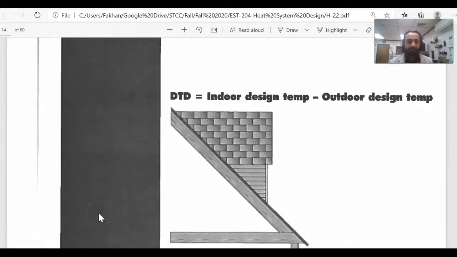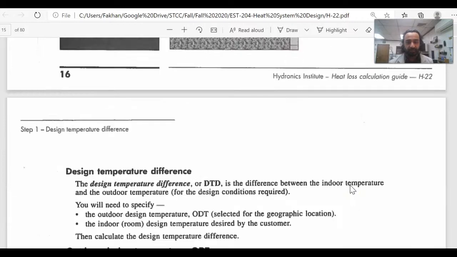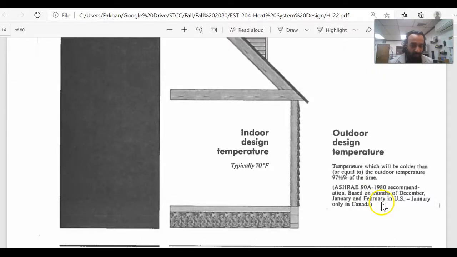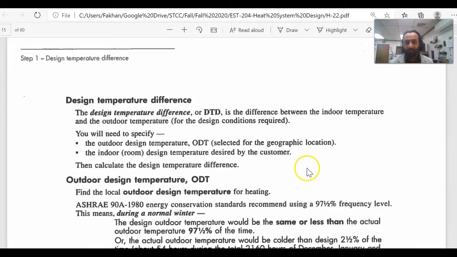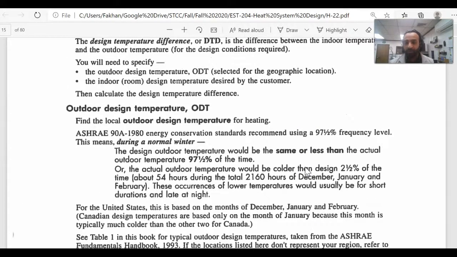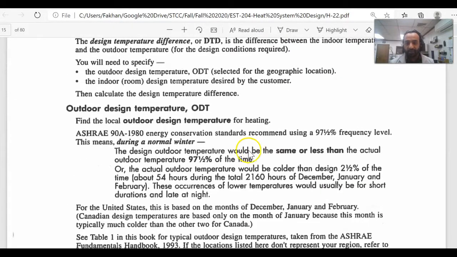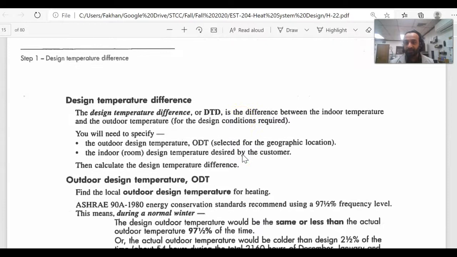So design temperature difference, we got that. So inside is going to be 70, outside is going to be colder, and we said it's going to be -10. So here, oh look, these design temperatures came from 1980, so that's 40 years ago. That has completely changed. Okay, so let's keep that in mind. And again, when in doubt, you can always Google these things. Outdoor design temperature, we got that.